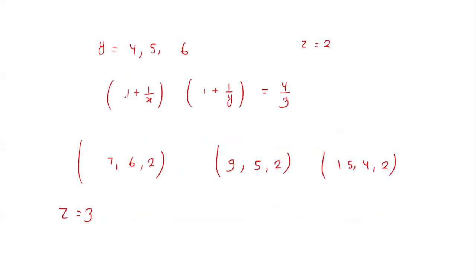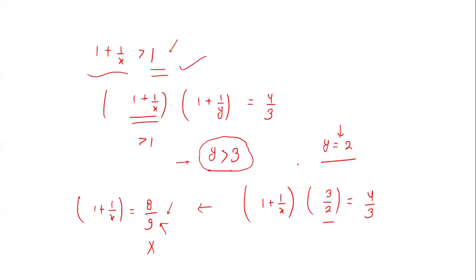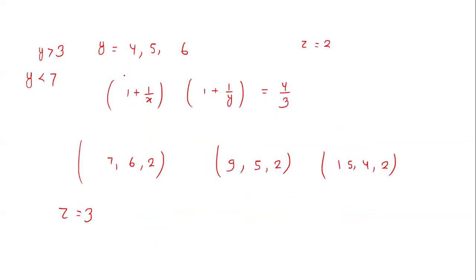We got that from here. So previously we got y value less than 3, and from the previous calculation we got y value greater than 3, because you see for y value equal to 2, we are getting 1 plus 1 by x value less than 1, which is not possible. So y must be greater than 3. So the possibility of y is between 3 and 7, which is 4, 5 and 6.